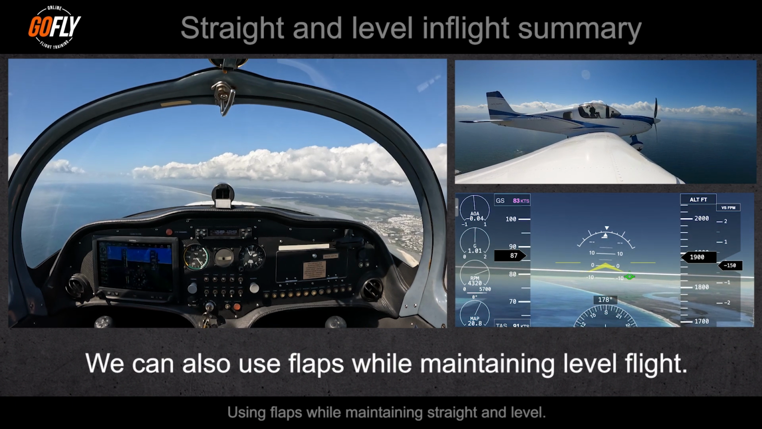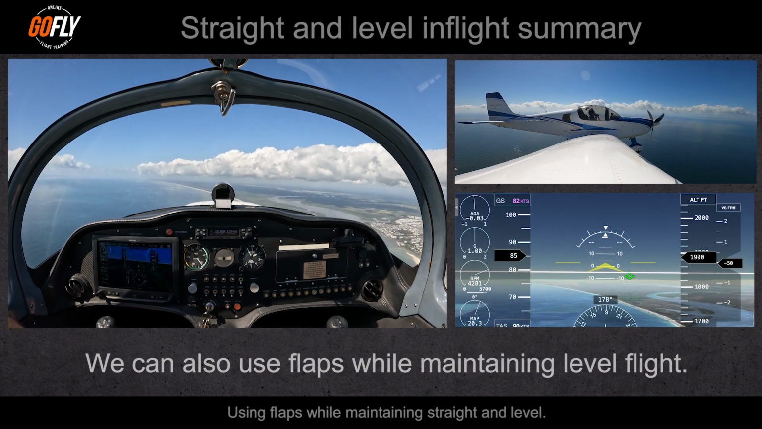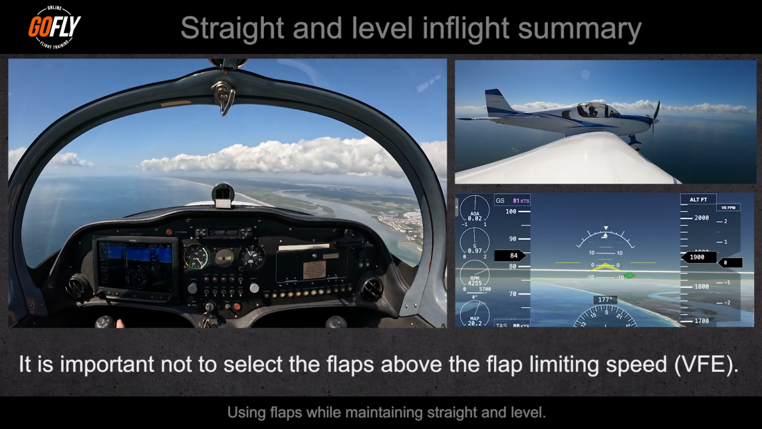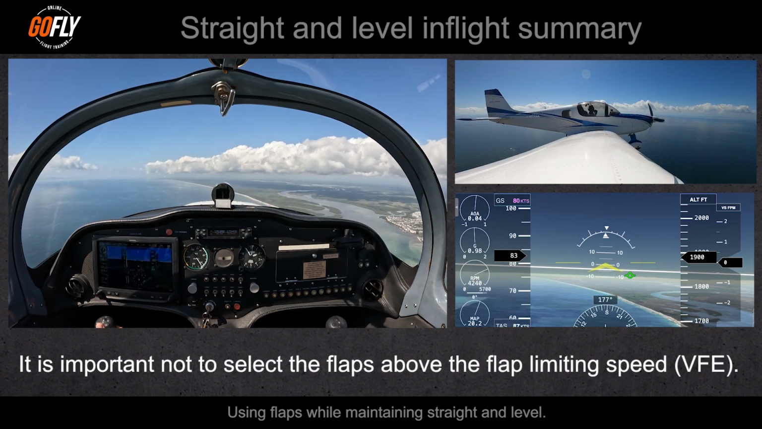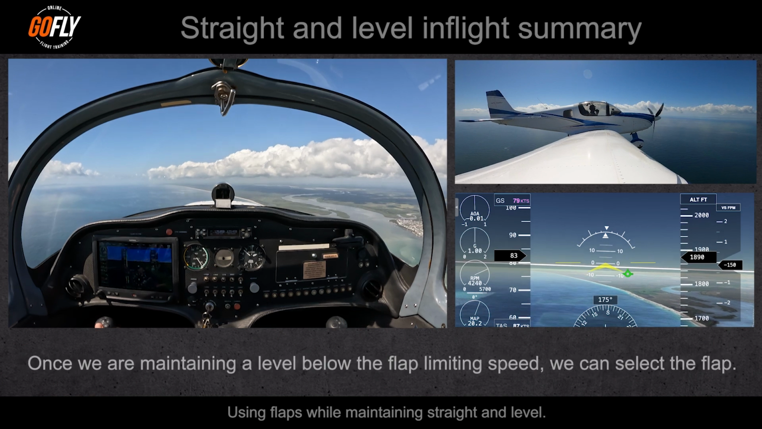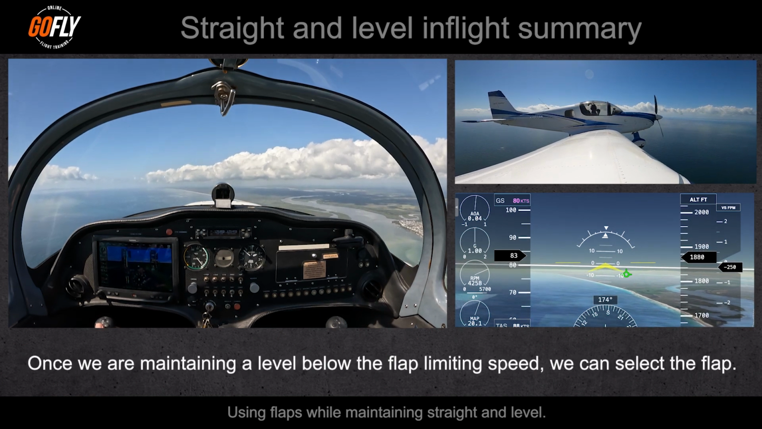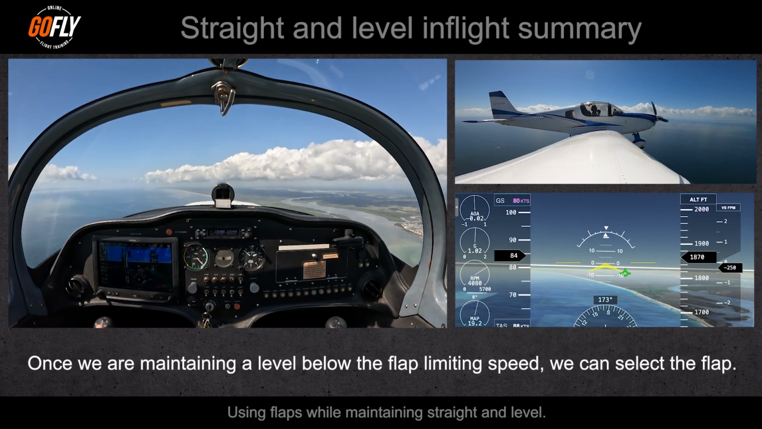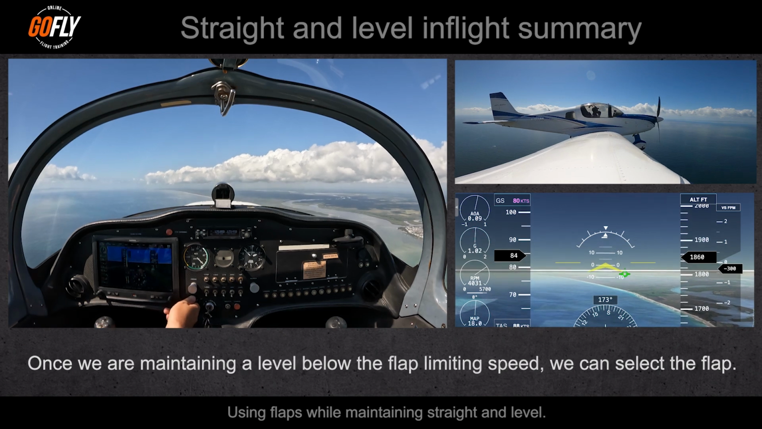We can also use flaps while maintaining level flight. It is important not to select the flaps above the flap limiting speed. This varies from aircraft to aircraft. Once we are maintaining level at an airspeed below the flap limiting speed, we can select the flap.